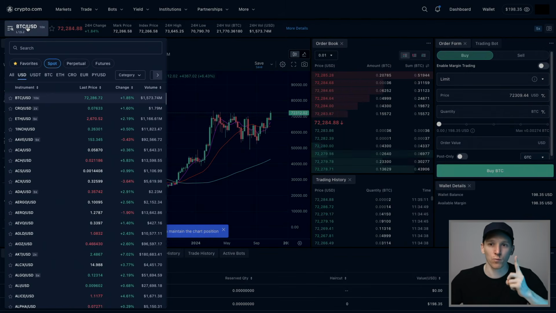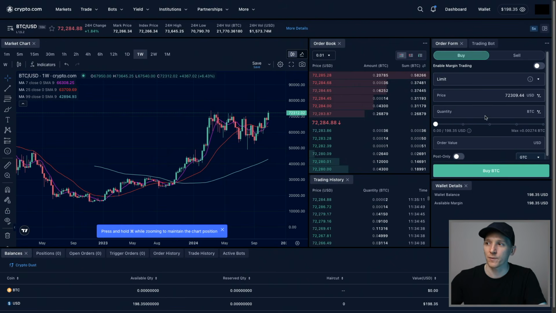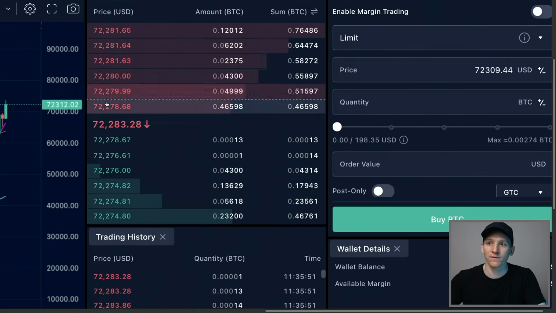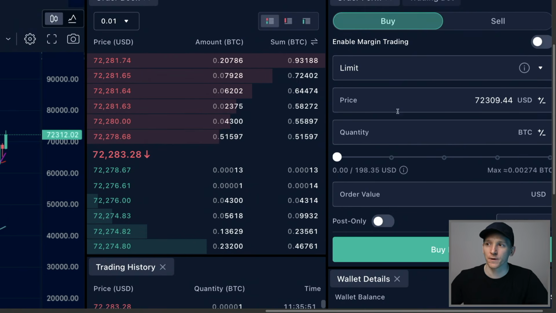1 unit of Bitcoin is 1 Bitcoin, but we can trade any fraction. So essentially, Bitcoin is a unit. How many of this USD does it take to go ahead and buy 1 unit of BTC? And what is the price? Well, it's this price right here, right? 72,283. So we can trade any fraction of a Bitcoin if we want.